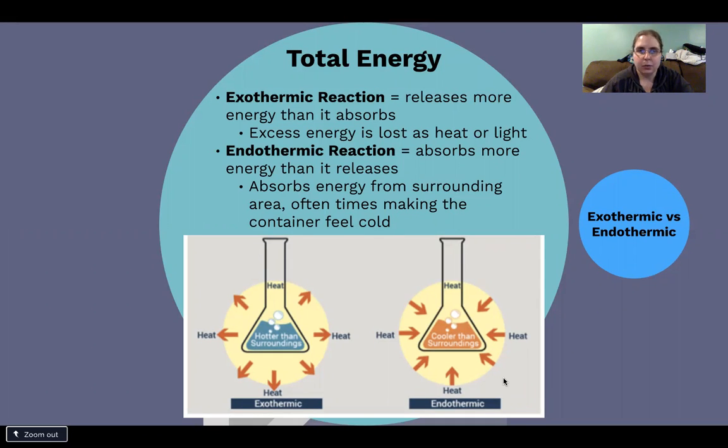So in an exothermic reaction, you actually release more energy than is absorbed. So some energy is absorbed to break the bonds, but once the bonds are broken, they release their stored energy. There was more energy stored in the bonds than is needed to break them. So what happens is energy goes in, more energy comes out. So once you break those bonds, it releases this plethora of energy. Typically, this excess energy can be lost as heat or light.